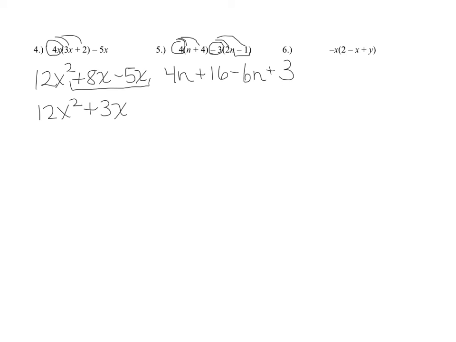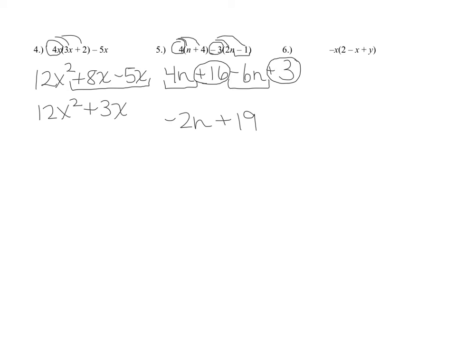So now combine your like terms. So 4n minus 6n is negative 2n. And then 16 plus 3 is 19. So you have negative 2n plus 19.